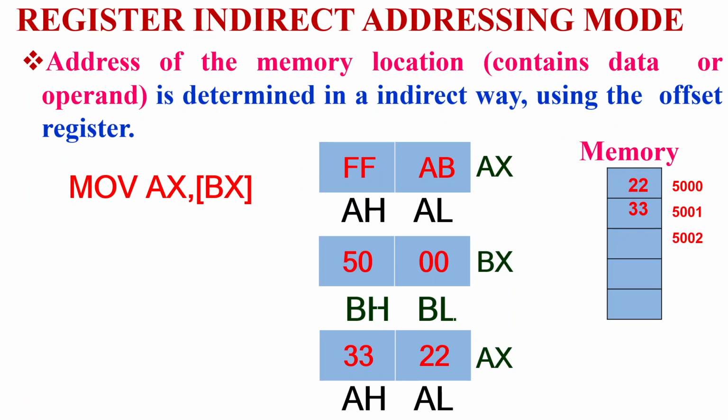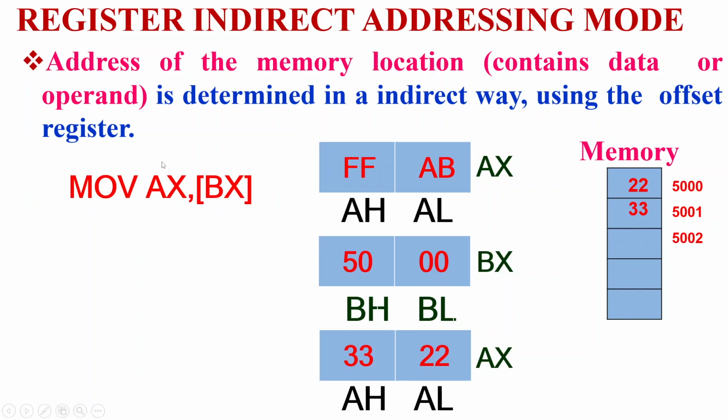The next addressing mode we are going to discuss is register indirect addressing mode. As the name itself implies, here the indirect addressing has been used. The memory address of the data has been stored in the register. For example, MOV AX, [BX], it has been represented within a bracket. So BX will not hold the data here, instead it will hold the memory location. Here AX data has been taken as FFAB, whereas BX data is 5000, which is nothing but a memory location.